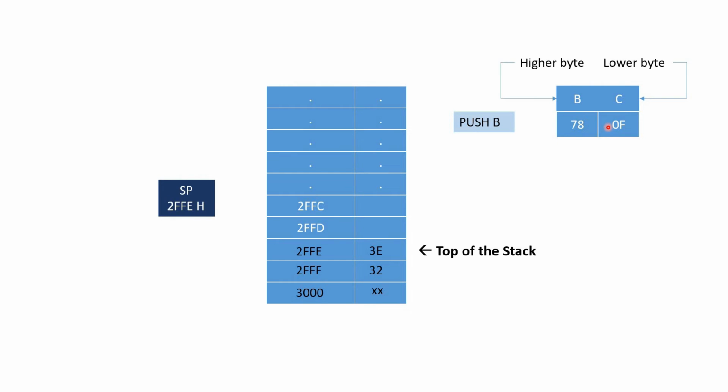If you have a 2-byte number, it should have a higher byte and a lower byte. In case you are using the BC pair as a 2-byte variable, whatever is the content of the B register is your higher byte, and whatever is the content of the C register is your lower byte. Am I clear? That means the number placed inside the variable is 780F hex, not 0F78 hex, right? So right now you have a command like push B. You want to write the value of the B register on the top of this stack.